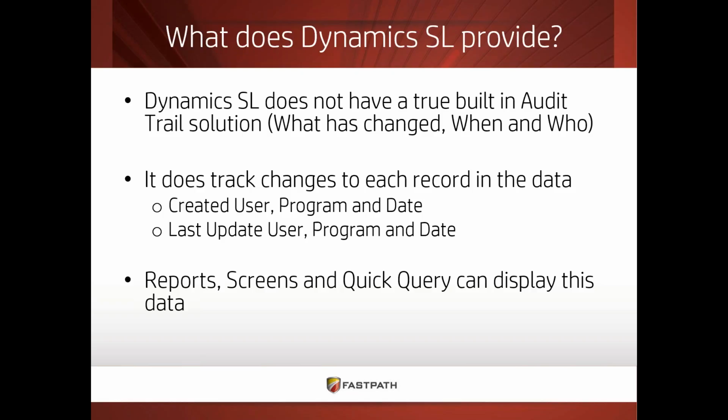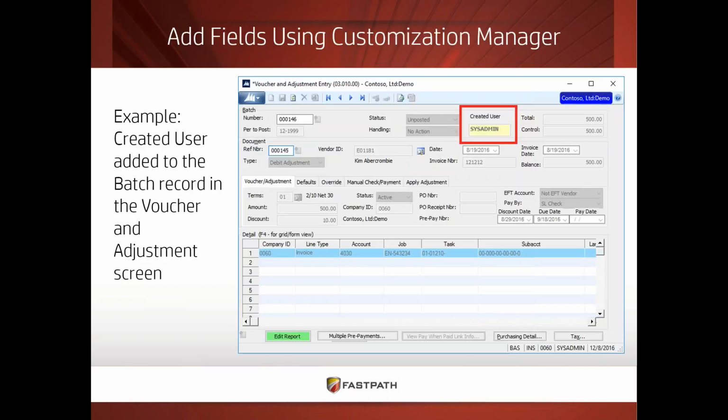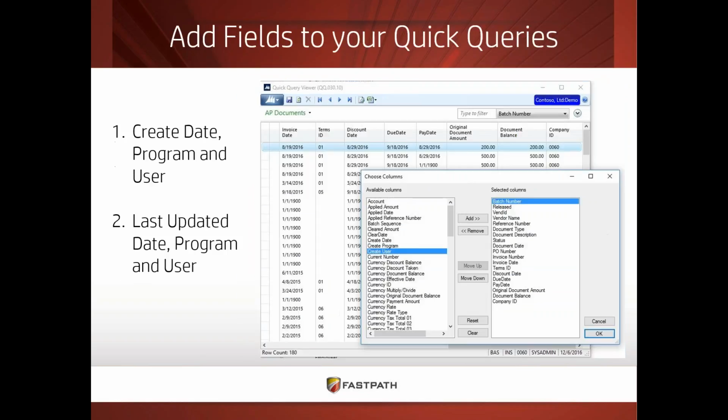So one of the things that you want to do is expose those particular fields. Make sure you go ahead and display them. And in this case, this is just an example in Customization Manager where I can go ahead and expose the created user field. Basically go ahead and insert that particular field at the header so that when I'm looking at voucher and adjustment, I can see who the actual created user was. Think about that. You can do that in any particular screen, because that's available in every single record.